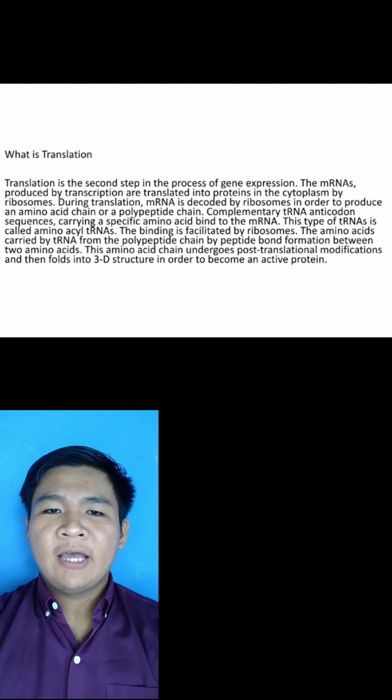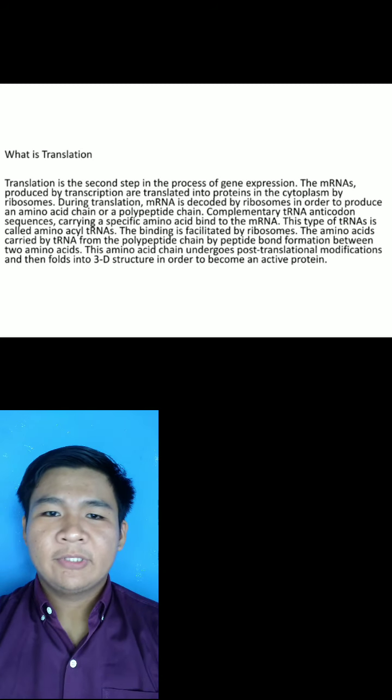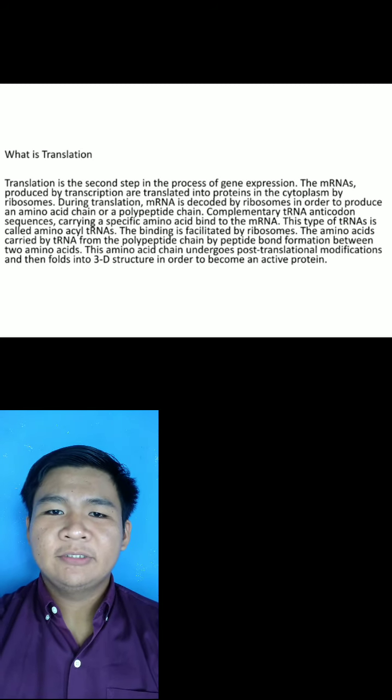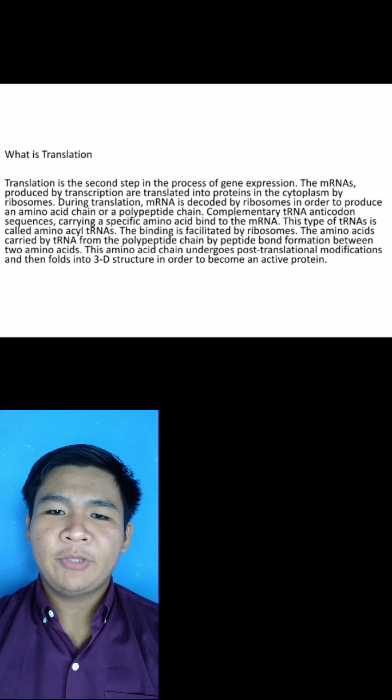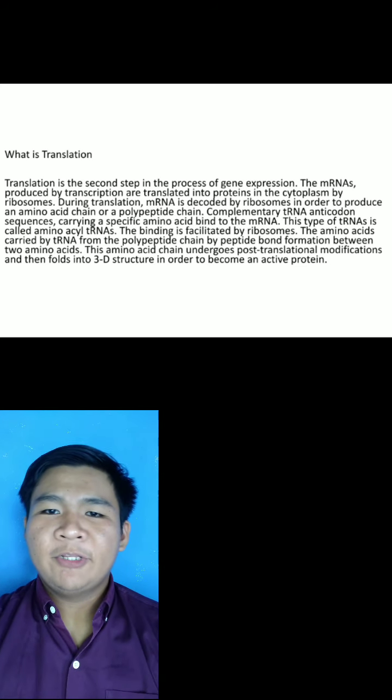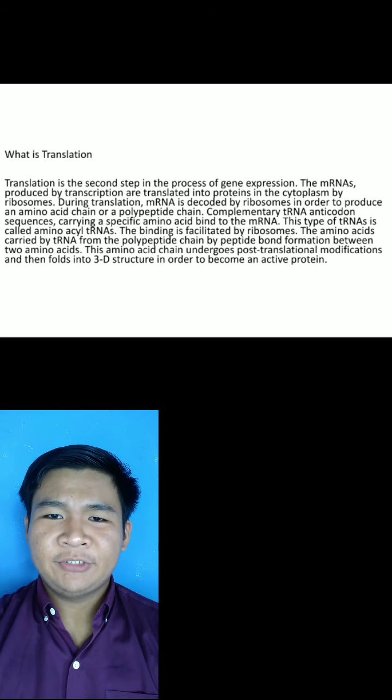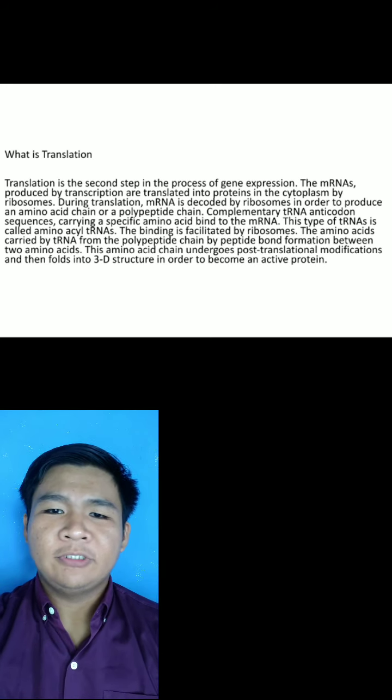Complementary tRNA anticodon sequences carrying a specific amino acid bind to the mRNA. This type of tRNA is called aminoacyl tRNA. The binding is facilitated by ribosomes. The amino acids carried by tRNA form a polypeptide chain by peptide bond formation between two amino acids. This amino acid chain undergoes post-translational modification and then folds into a 3D structure in order to become an active protein.